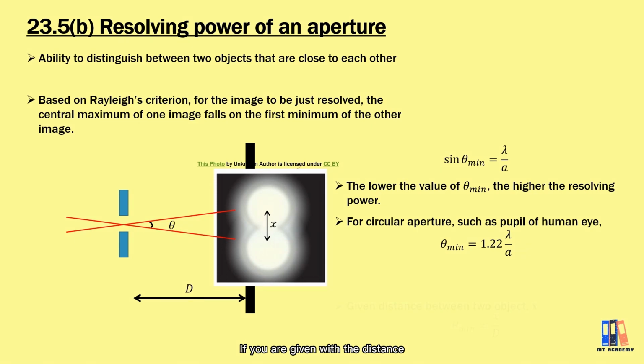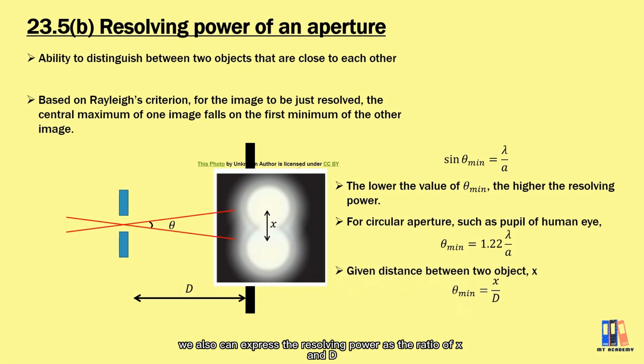If you are given the distance between the two objects and the distance between the aperture and the screen, we can also express the resolving power as the ratio of x and D.